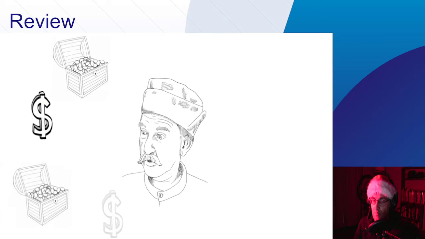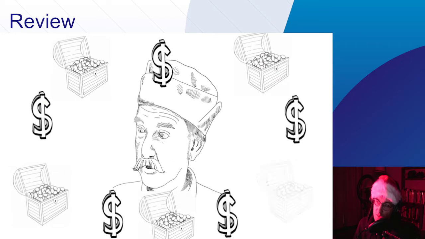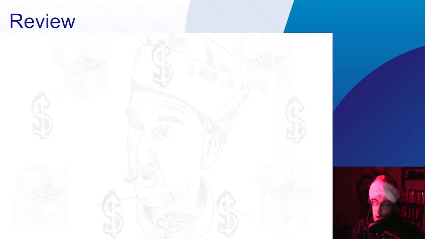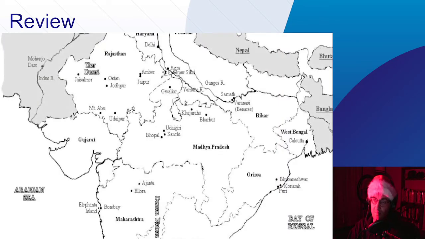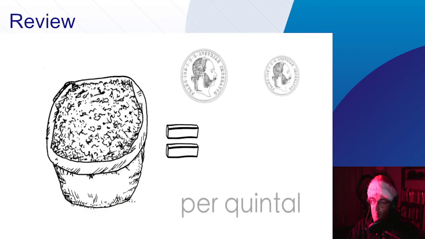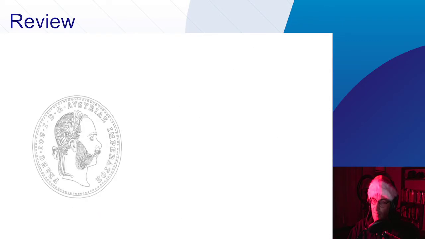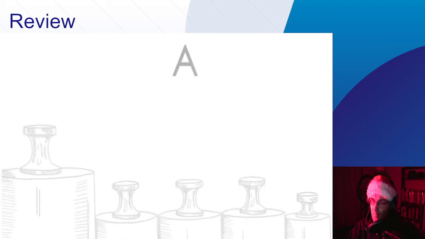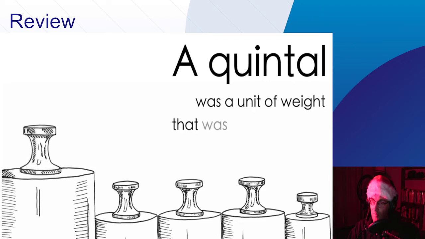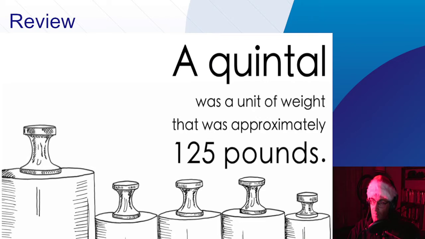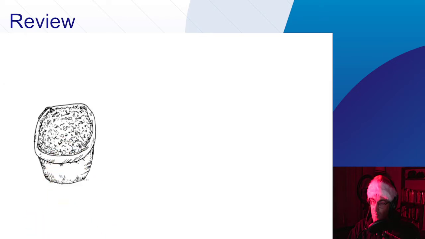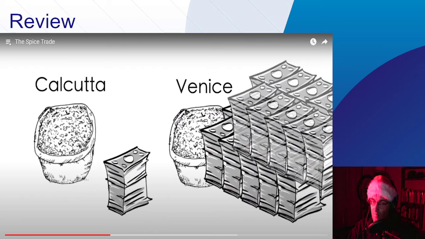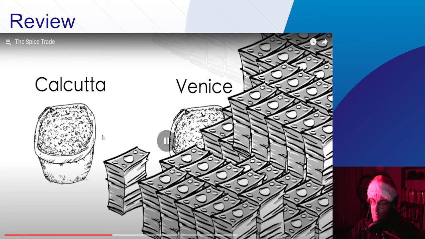When early European traders finally discovered what the prices were on the other side of the world at the source, they were flabbergasted. In India, during the 15th century, the local price of pepper was 3 ducats per quintal. A ducat was a gold coin that weighed about an ounce and was the dominant currency at that time. A quintal was a unit of weight that was approximately 125 pounds. In today's currency, that would be like buying 125 pounds of pepper in Calcutta for $4,000 and then selling it in Venice for $120,000.